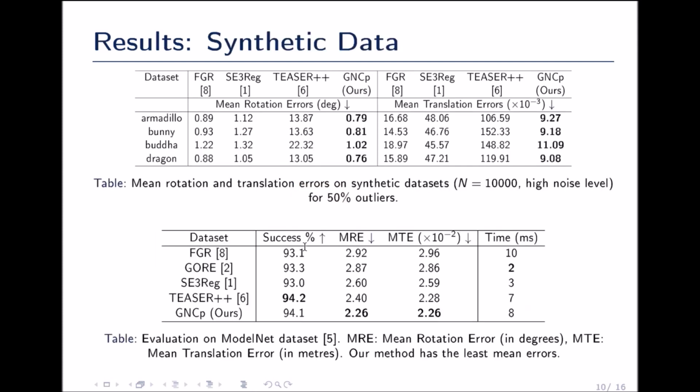We perform the experiments on the synthetic data sets for different noise levels, small and large, for different number of observations, and for different outlier fractions ranging from 0 to 50%. We observe that our method outperforms the other state-of-the-art methods in the mean rotation errors and the translation errors while being efficient. We also test our method on the ModelNet dataset, and we can see that our method achieves the least mean rotation and translation errors while being reasonably efficient.